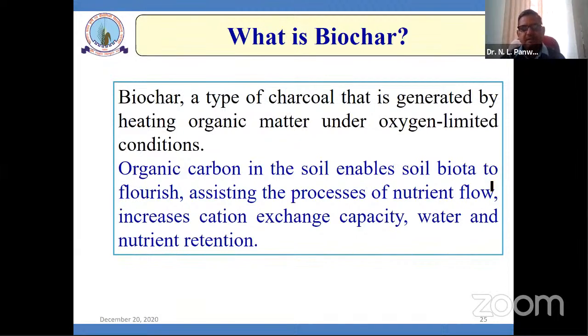That organic carbon in the soil enables your soil biota to flourish and assists the process of nutrient flow, increasing the cation exchange capacity, and the water retaining and nutrient retaining capacity will certainly increase. So it retains more moisture in the soil by adding organic carbon. This is a very good option to convert your crop residue into biochar generated in our own field. So how can we articulate this technology to the farmers: that instead of burning the crop residue, you can produce charcoal and feed it to your soil.